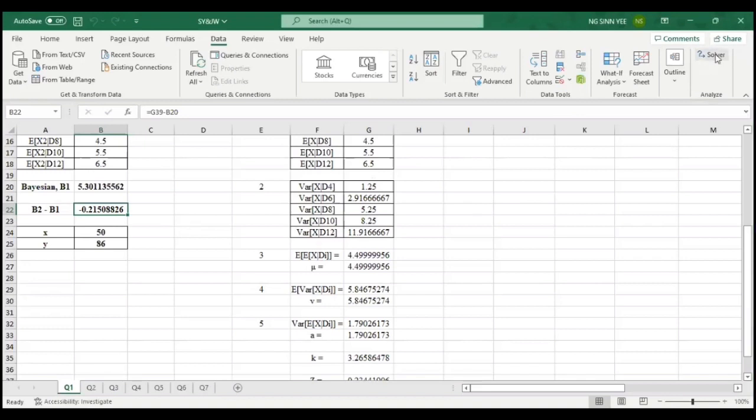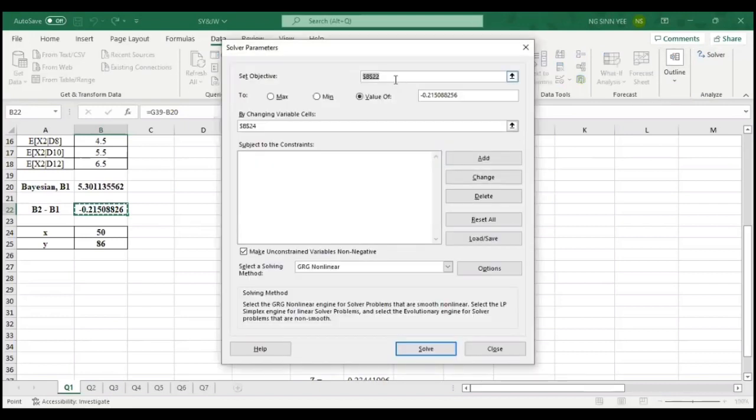And after that, we will just be using Solver. And we will link the objective to this column, which is the B2 minus B1 column. And we will set the value to negative 0.2150888256 as asked in the question. So we would set by changing the variable cells. So these variable cells actually are the x value because it's still an unknown before this. And after that, we just need to click solve.